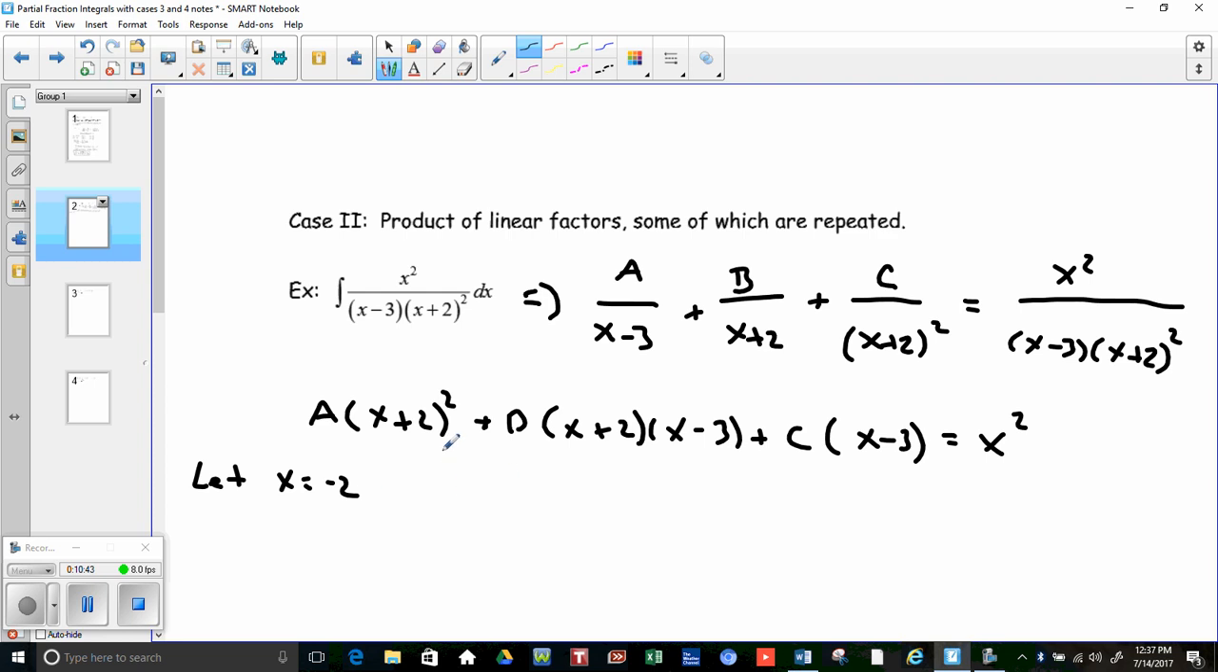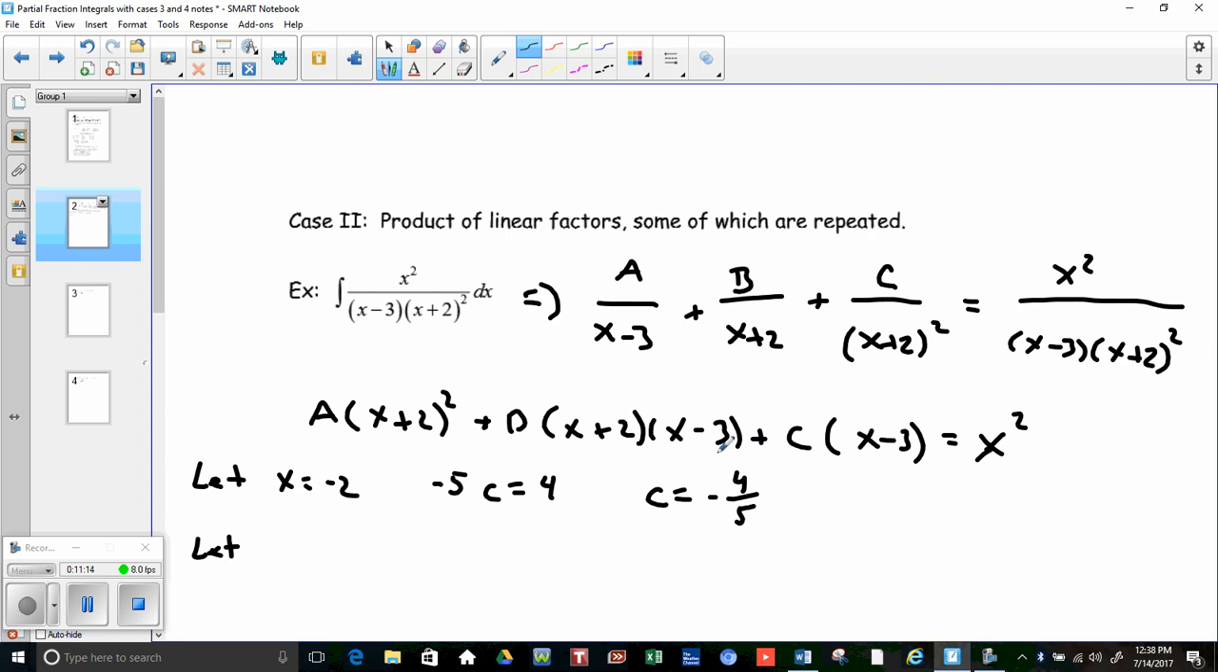So if I pick x equals -2, a and b are 0. Those are gone. C is going to be, let's see, -2 minus 3, -5 c equals, now you can't forget to plug the -2 in over here into this x. The last time we didn't have one, but this time we do. So -2 squared, of course, is 4, which means that c will equal -4/5.